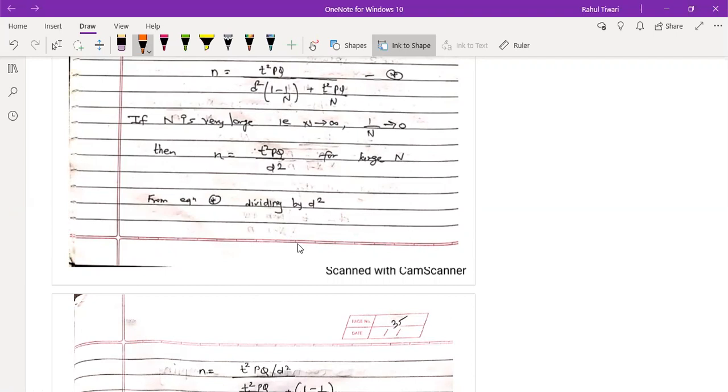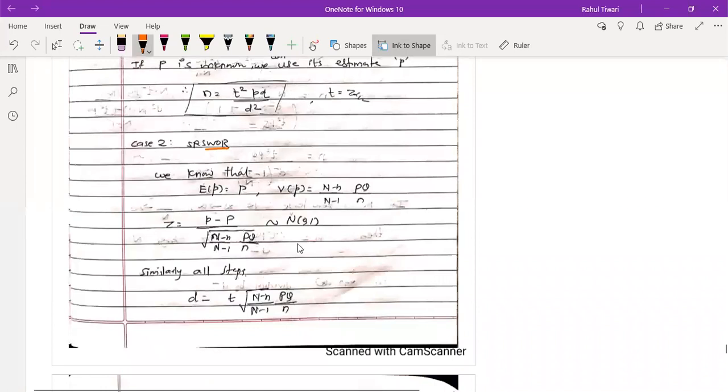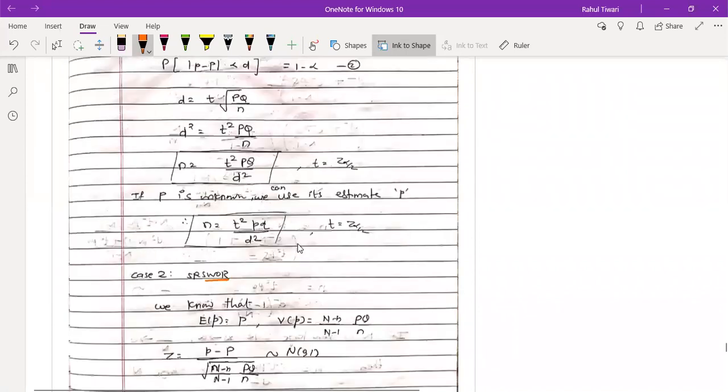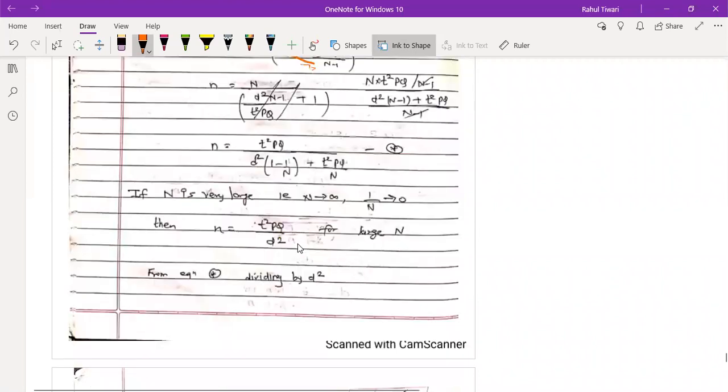So this is another form. This is the one form where I have shown that if capital N is large, then this result is tending to SRSWR. So if you see the SRSWR derivation, what will be your n? It is t square pq upon d square. This is in the case of SRSWR. Is that same? In the case of SRSWOR, when capital N is large, it is t square pq upon d square. So this is exactly same as SRSWR when capital N is large. This is the one way of doing derivations.